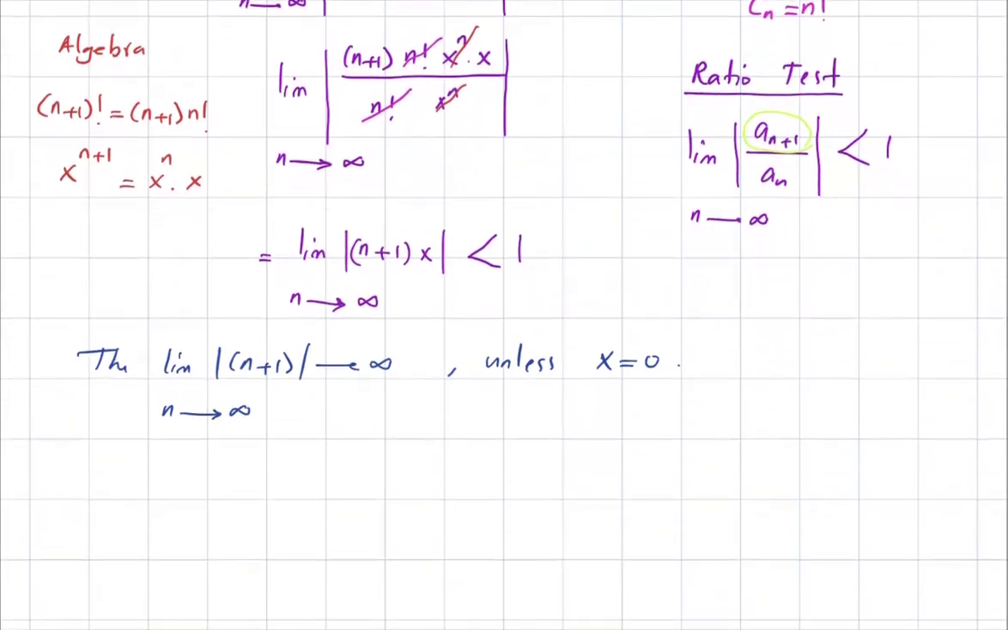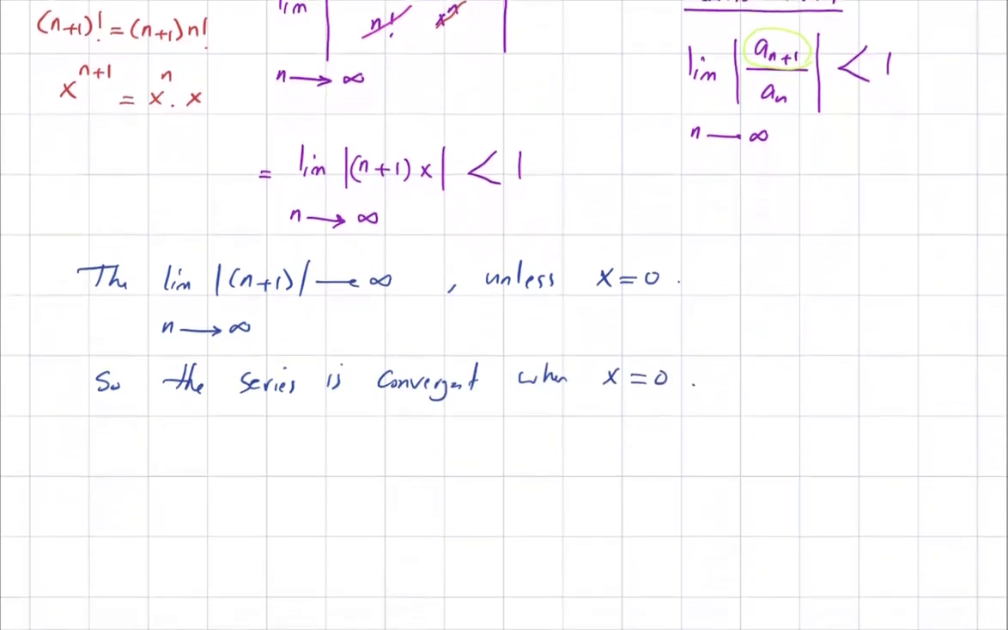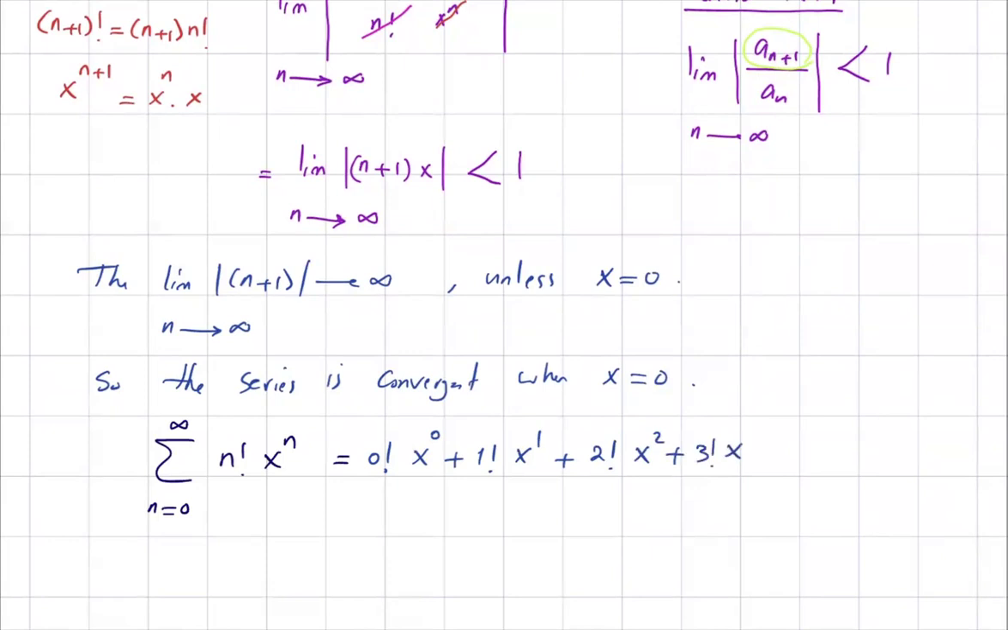So the series is convergent when x is equal to 0. Let's take a look at the series. Our series is equal to the summation of n factorial x to the n, starting from 0 and going to infinity. If you write this in expanded form, you get 0 factorial x to power 0 plus 1 factorial x to power 1 plus 2 factorial x squared plus 3 factorial x to the third, and you continue this process.